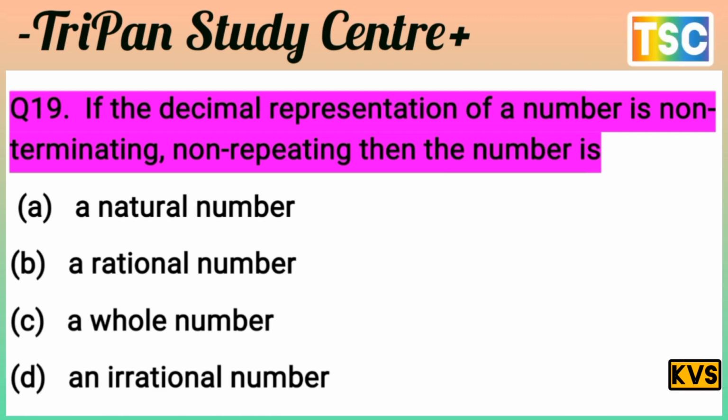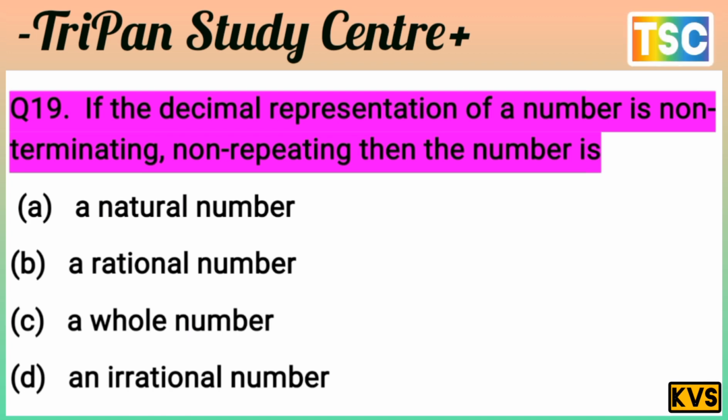The next question arrives here, that's important. The question: if the decimal representation of a number is non-terminating and non-repeating, then the number is. The question is clear, understand? A is a natural number, B is a rational number, C is a whole number, D is an irrational number. That's the important option. But first of all, check your knowledge. I give you a few seconds. You must have a thought of your answer, and note it in your notebook also.